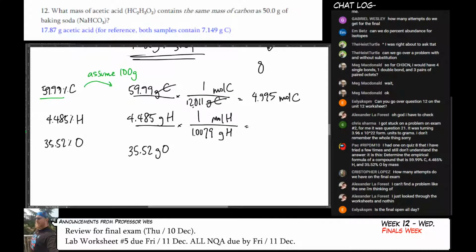So you're going to do this a whole bunch. We're going to turn all of these grams into moles. 4.485 over 1.0079. And I get 4.4498. So that's actually... I don't know what that is. There we go.